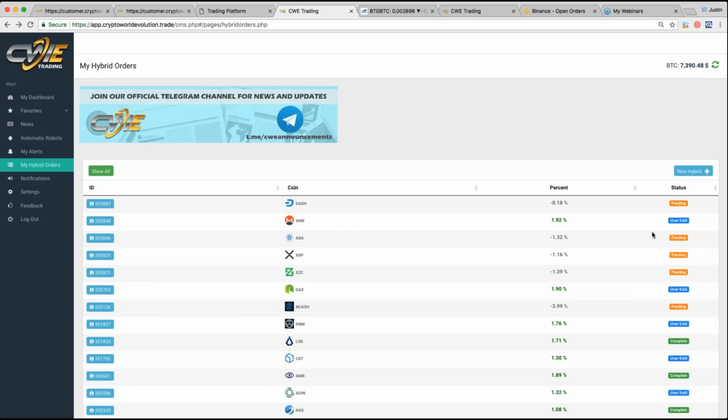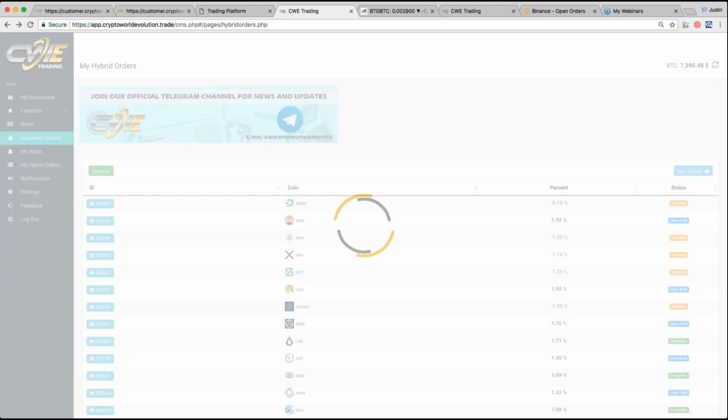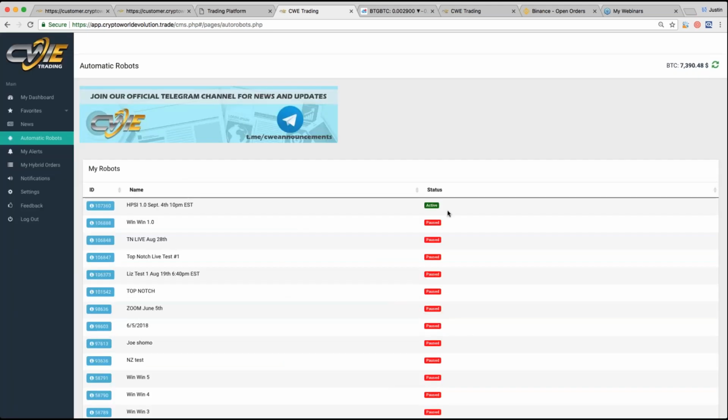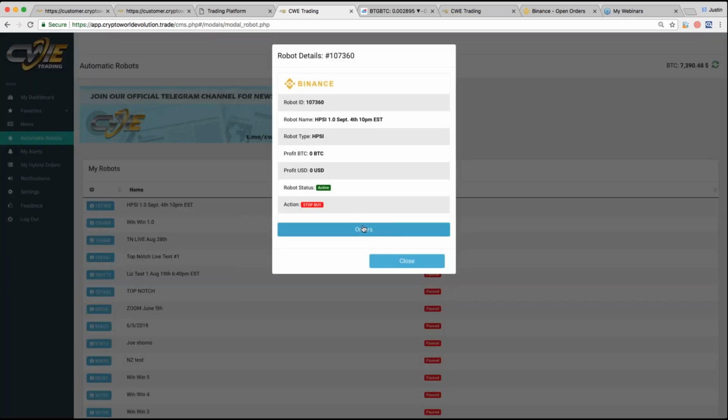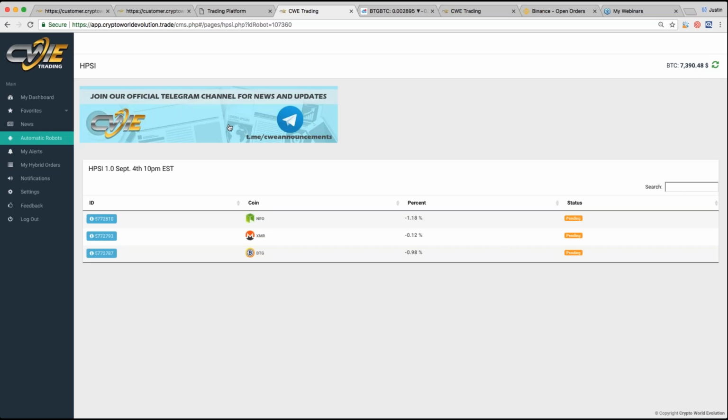We can agree that I came in here and looked at that. You can look through your mobile app. Everyone's addicted to the mobile app, right? You come in there, you want to see how your hybrids are doing. You can also see your automatic robots in here as well. Oh wow, I have my HPSI bot live in action. I can click on this blue button and see it right here. Click on orders, and I can see what it's doing.